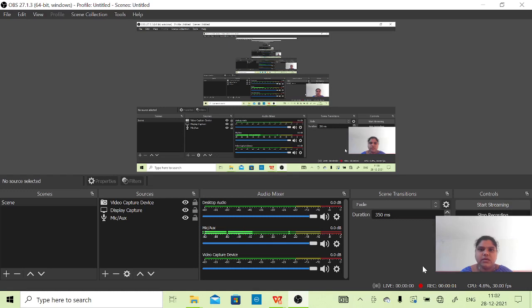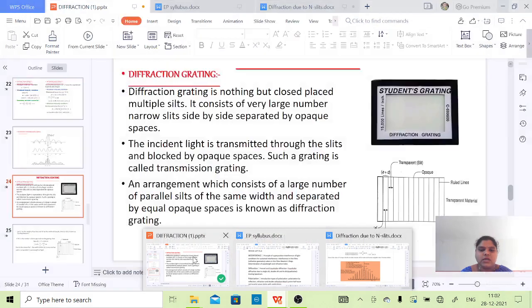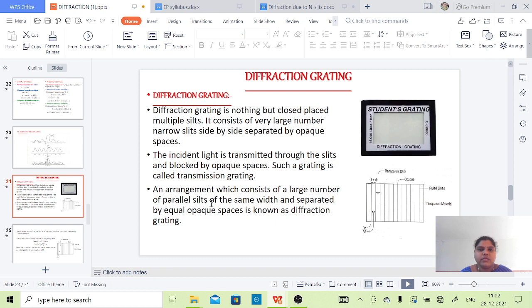Hi students, in this video we are discussing the grating spectrum. Let us see what a grating spectrum is. Before going to that, we have to know about the diffraction grating. With this grating we have a lab experiment also, finding the wavelength of a given light source.